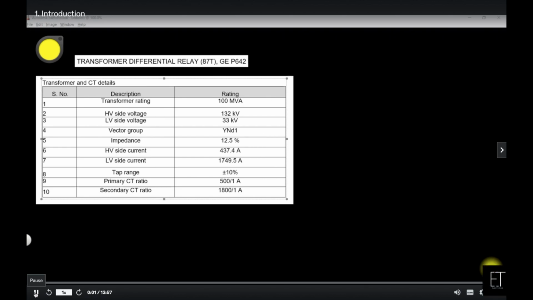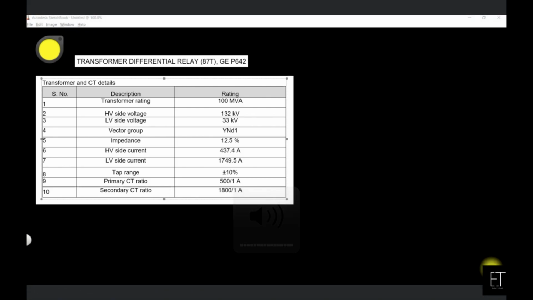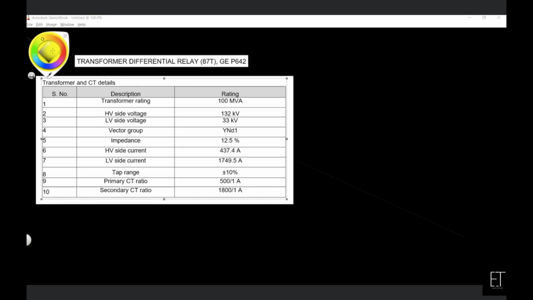Welcome friends. So the first step when you are planning to do the relay setting calculations for a transformer differential protection is to collect the data regarding the transformer. Here you can see that we are doing the setting calculations for a 100 MVA power transformer. A transformer of 100 MVA is a really big transformer and is being used at the transmission level.